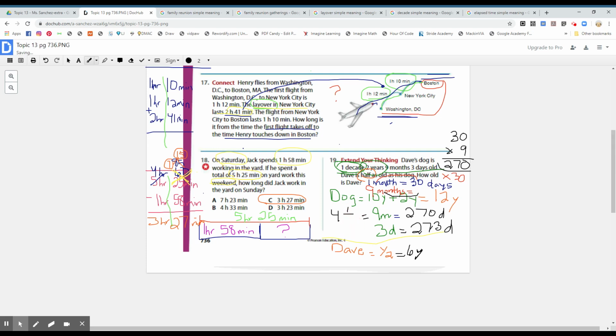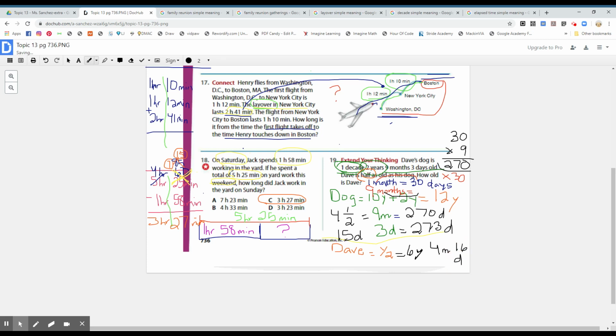So 4 years, 4 months. Okay. And half of a month is 30 days. No, half a month is 15 days. And half of 3 days is 1.5 days. So maybe 6 years, 4 months, and 16.5 days.